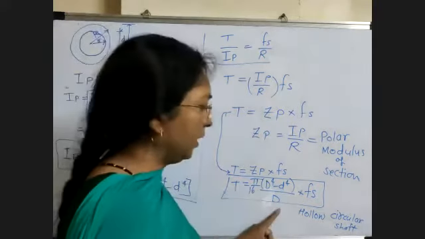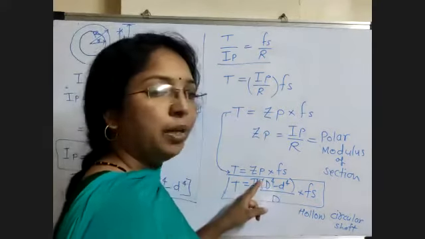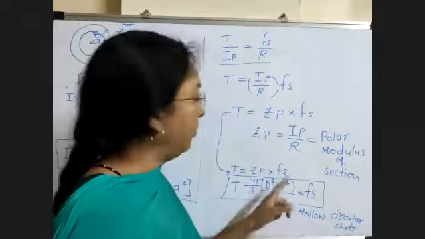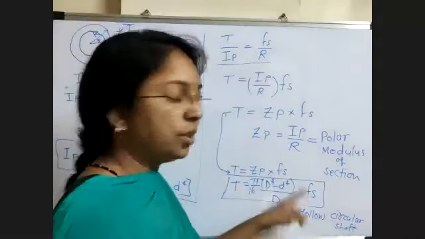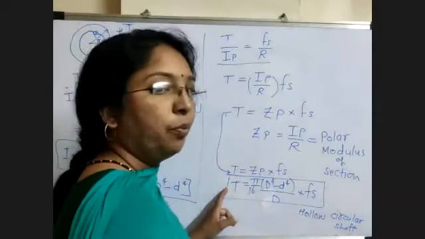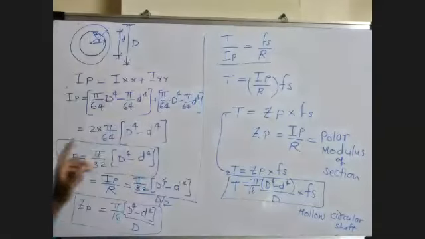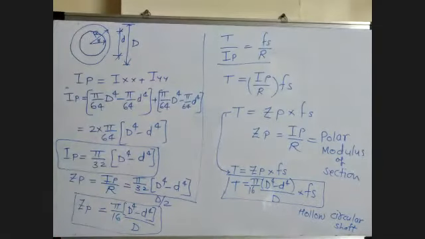Is it correct? Where capital D means bigger diameter, small d means smaller diameter, Fs means maximum shear stress, T means torque, turning moment or twisting moment, and Ip, that is I-x plus I-y.